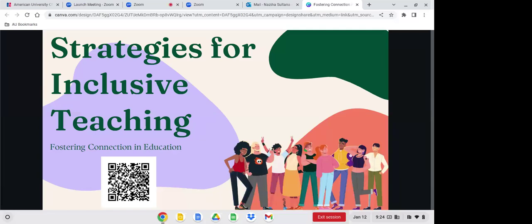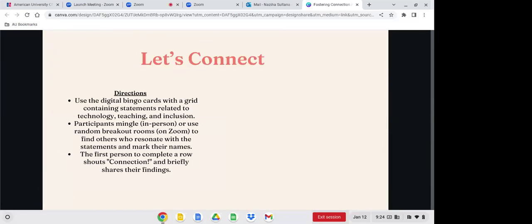All right. So, again, use the digital bingo cards with a grid containing statements relating to technology, teaching, and inclusion. You're going to mingle in person and on Zoom, and find others who resonate with the statements and mark their names. Technically you can't mark their names, but because we are digital, you can use your finger to mark initials or write their names in the box. The first person to complete a row shouts connection and briefly shares their findings.